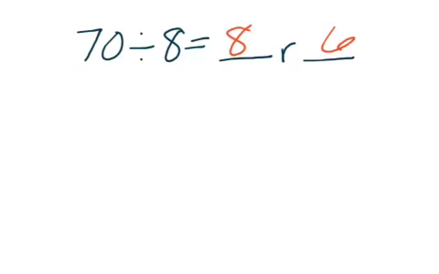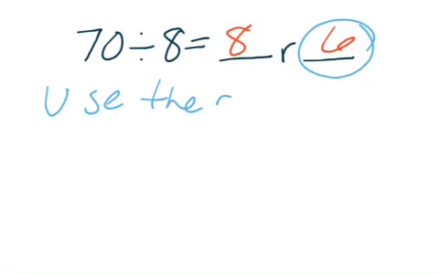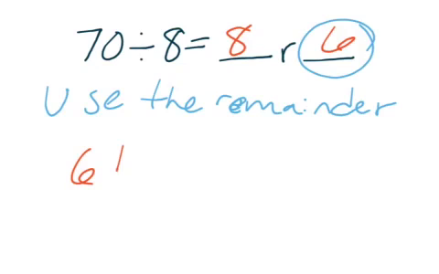Okay, I'm talking about that leftover piece, which means I'm talking about my remainder. So this is a use the remainder type of problem. And my remainder is 6, so my question says how many beads will be left over? 6 beads. That's how many are going to be left over. That would be my answer.